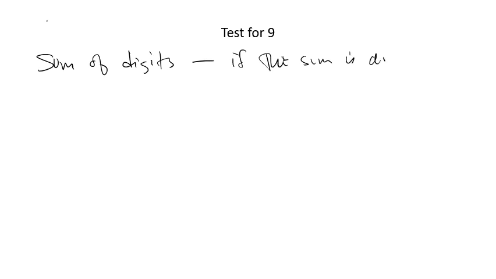The test for 9 works just like the test for 3. You take the sum of the digits. And then if the sum is divisible by 9, then so is the number.